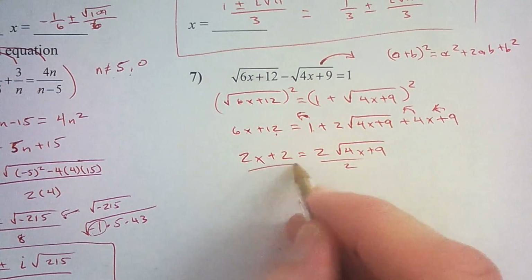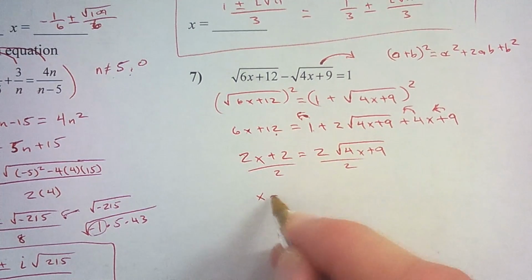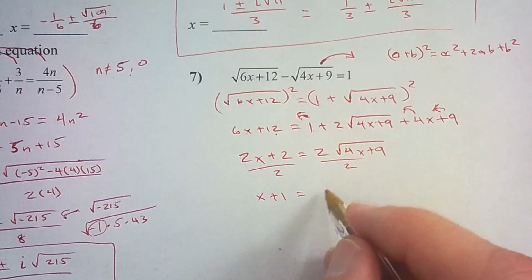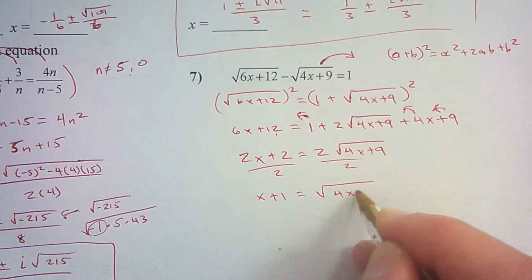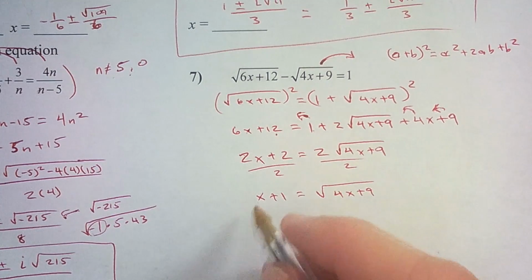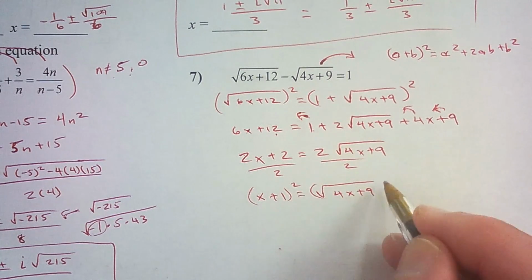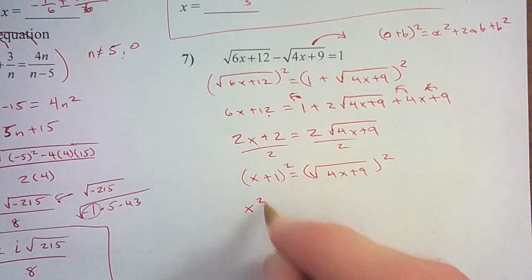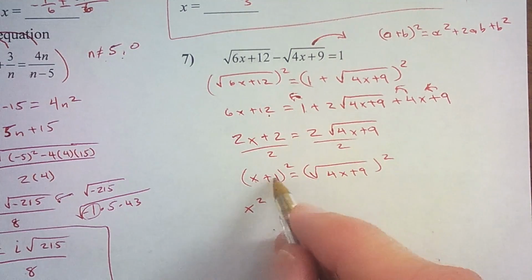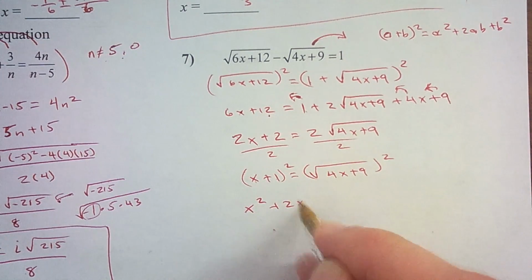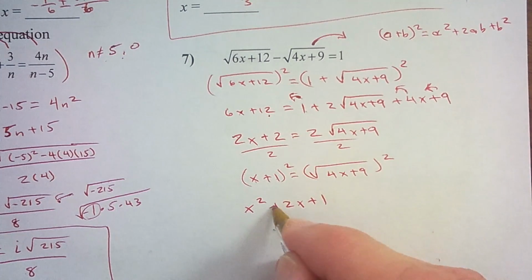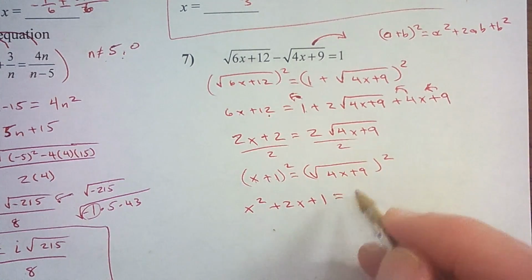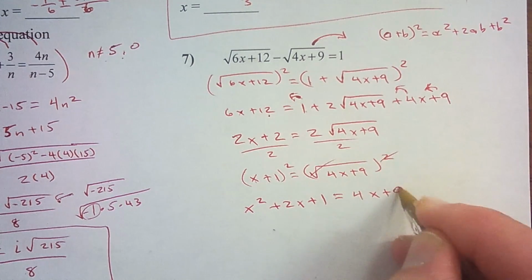Okay, let's make this a little bit simpler. Let's divide both sides by 2. x plus 1 equals the square root of 4x plus 9. Now square both sides. Okay, so the first term squared, x squared. The product of these two is 1x, doubled is 2x. And the second term squared is 1. On the right side, square and square root cancel.